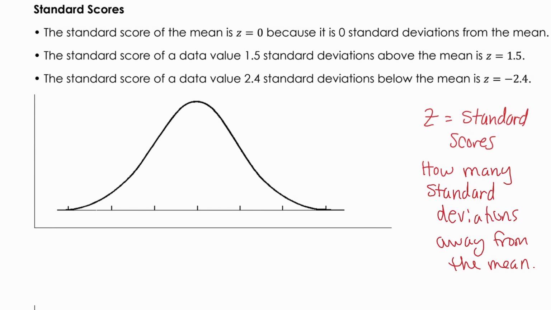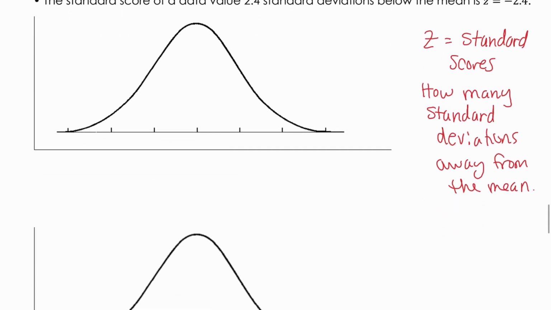So these tell us how many standard deviations away from the mean we are, and it could be something other than 1, 2, and 3. It could be 1.5, and if it's negative, that just means that it's on the left side of the mean. Now, if we're talking about the raw scores, then we typically use X. Or I should say raw scores or values.